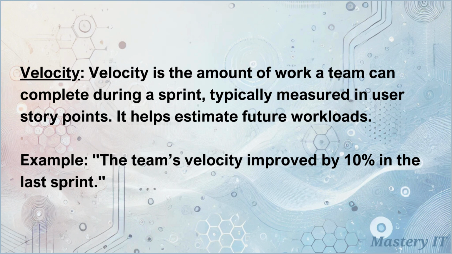Velocity. Velocity is the amount of work a team can complete during a sprint, typically measured in user story points. It helps estimate future workloads. The team's velocity improved by 10% in the last sprint.